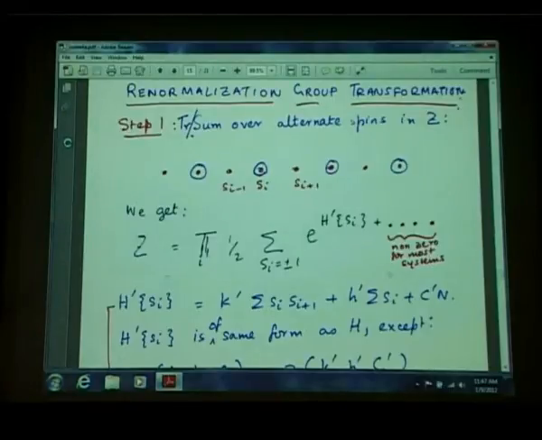Now in this one-dimensional lattice, this is exact. There are no additional dots here. This is an exact result. But if I go to two-dimensional lattices, three-dimensional lattices, this is not exact. This is approximate. So I can approximately write my partition function, after this tracing over some spins, in the same form as my original partition function, with this h prime being of the same form as h, plus some dot, dot, dot, where these are some additional terms.